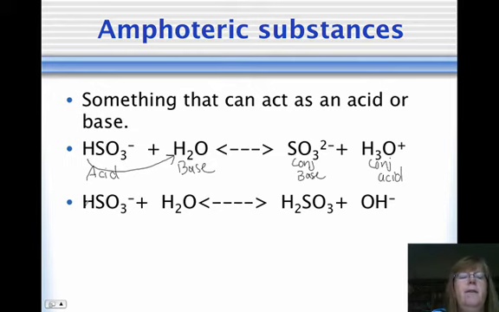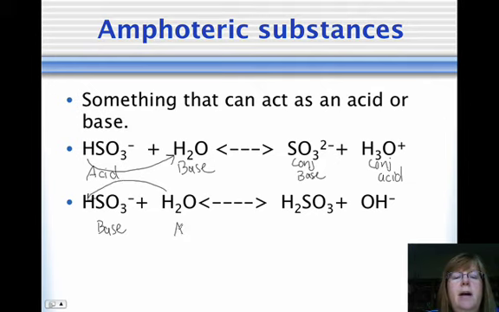But look down here, the hydrogen sulfite ion is acting like the base because it's taking the proton from water. And so water here is acting like the acid, and then this becomes the conjugate acid, and this becomes the conjugate base.